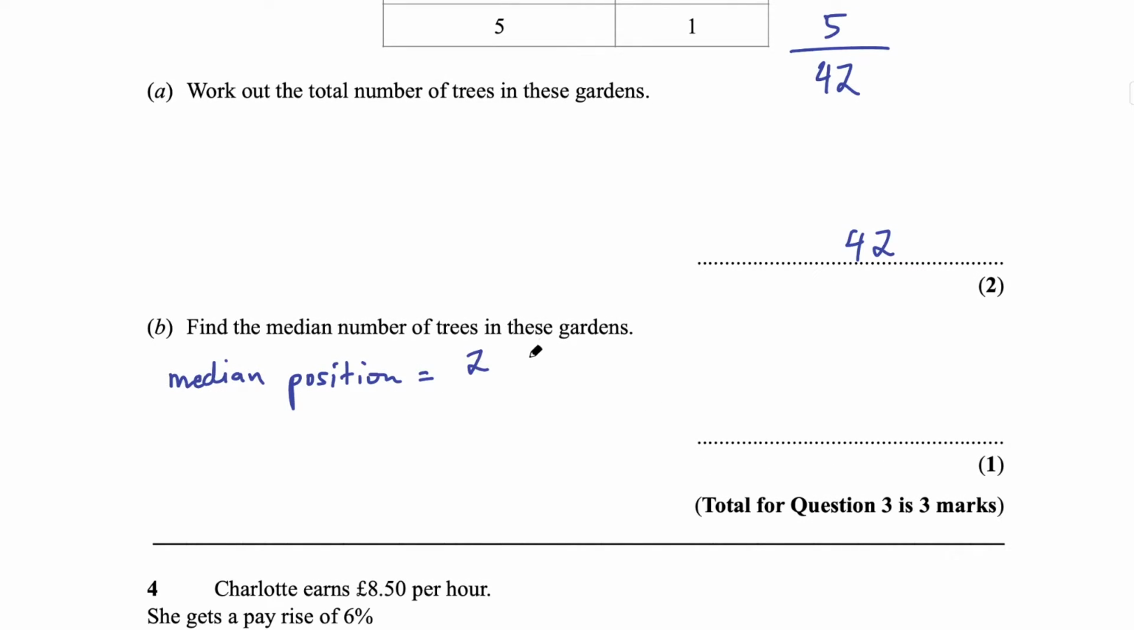well, we add 1. If it's an even number, we add 1 to it, so we do 21 divided by 2. That's going to be the 10.5 position. That would be the median garden.